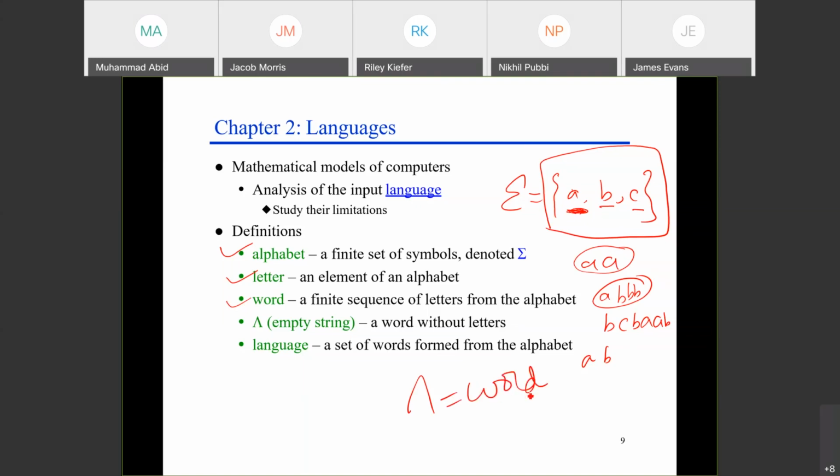But now when we say word, a word is composed of letters. So if I say I have a word A, B, B, I can say that this is my word. It is composed of three letters A, B, B. But lambda is your empty string. It is a word, but this word does not have any letter. So when you just see lambda, it means that, first of all, this is not a letter, this is a word, and this word is not composed of any letter.